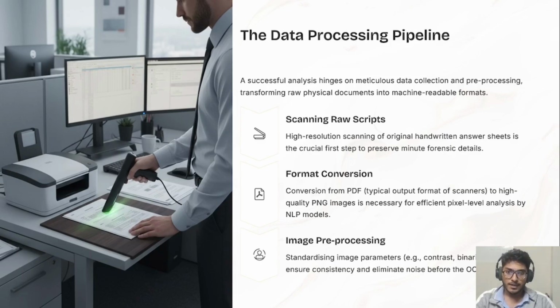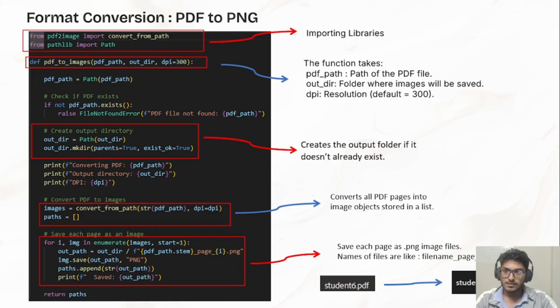So we have created a successful analysis that hinges on meticulous data collection and pre-processing. We have transformed the raw physical document into a machine readable format. So scanning the raw script, format conversion from PDF to PNG, then image pre-processing, which consists of contrast and binarization, and then we can give it to OCR. So this is format conversion, PDF to PNG.